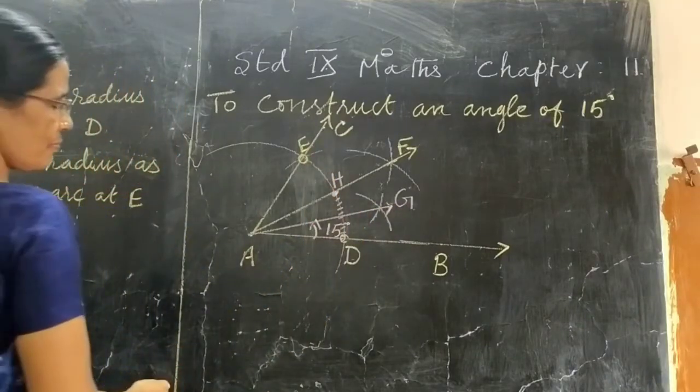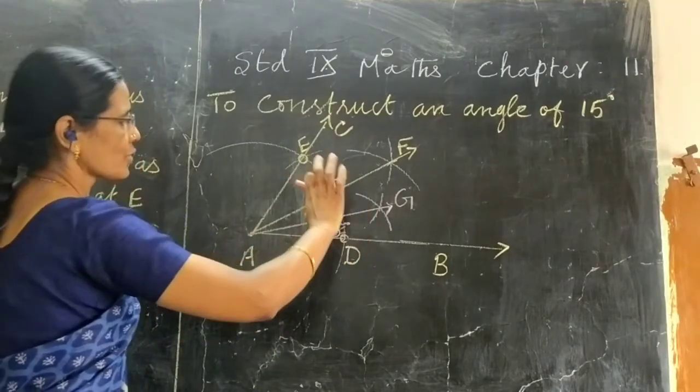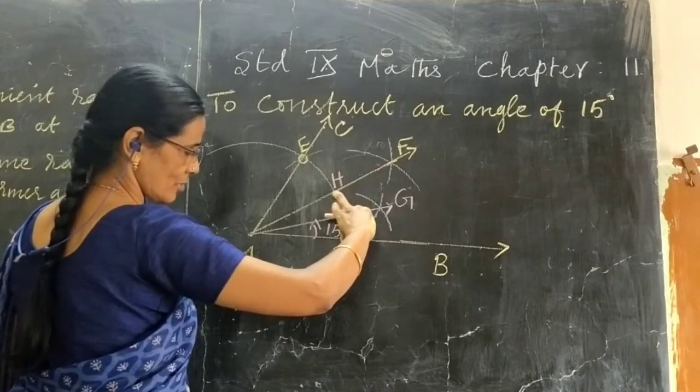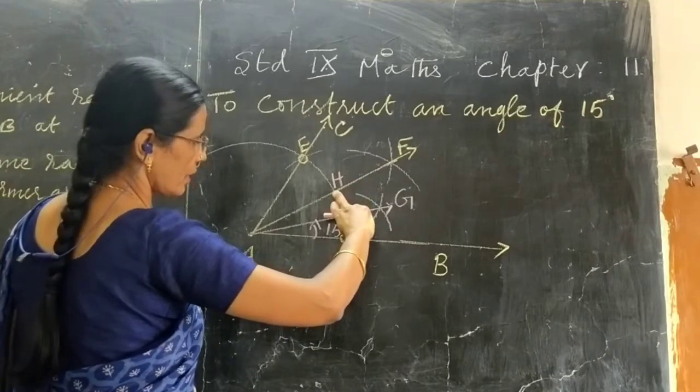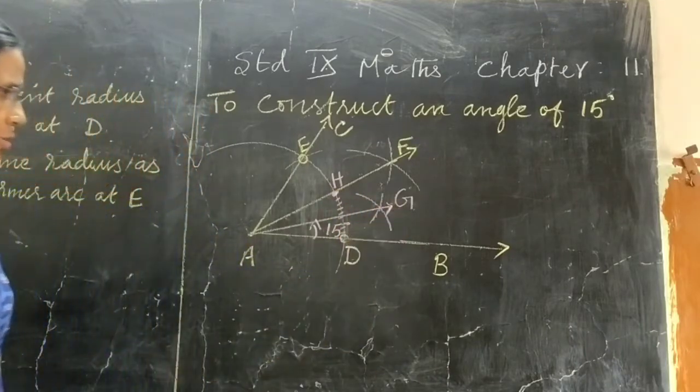So remember, 30 degree is constructed and 30 degree is bisected. The only thing we should remember is from where to where is 30 degree. Here to here is 30 degree. So taking D and H as centers, radius more than half of DH, arcs are drawn to intersect at the point G.